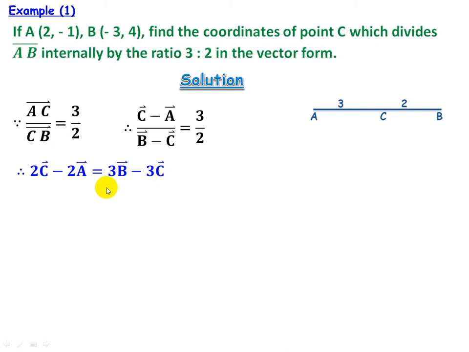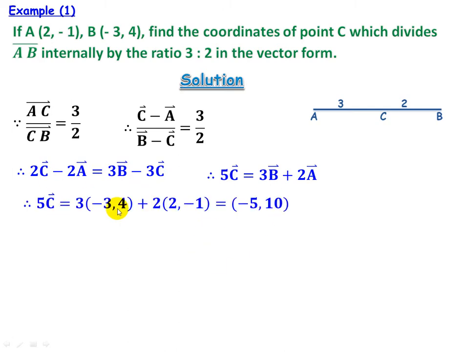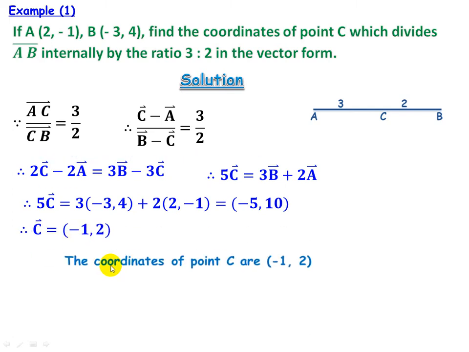Collect the like terms, which means moving 3C to the left side and 2A to the right side using the opposite sign, we get 5 vector C equals 3 vector B plus 2 vector A. So 5 vector C equals 3 times (-3, 4) plus 2 times (2, -1). It's going to be (-5, 10). Divide by 5, so vector C equals (-1, 2), which means that the coordinates of the point C are (-1, 2).